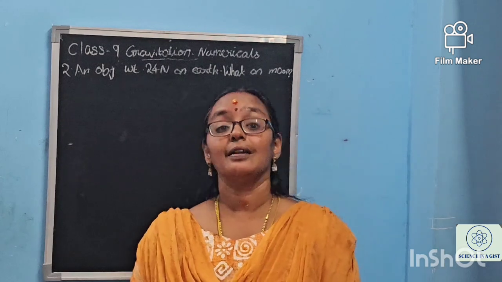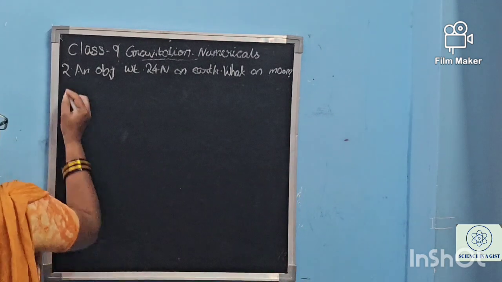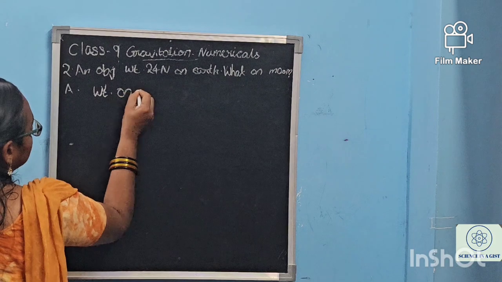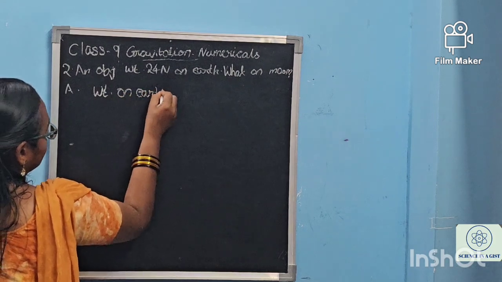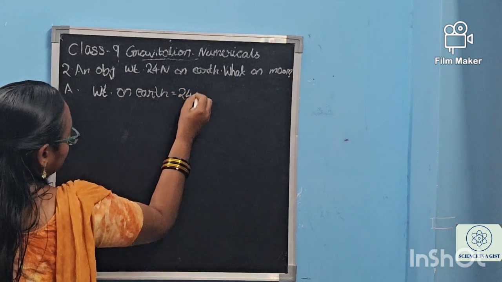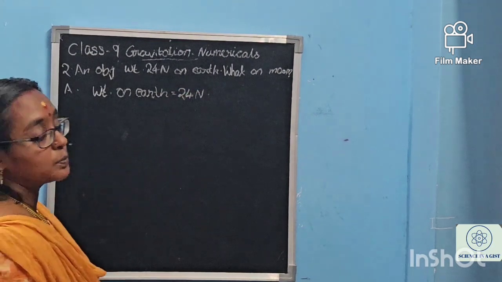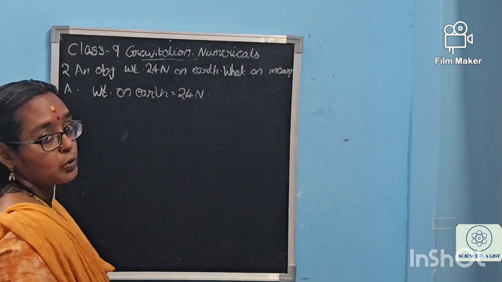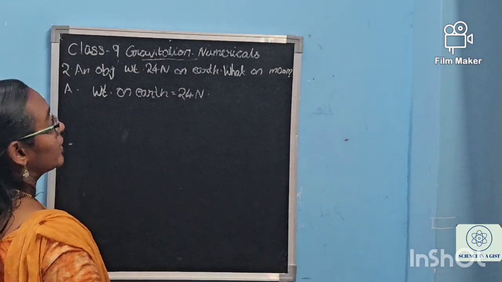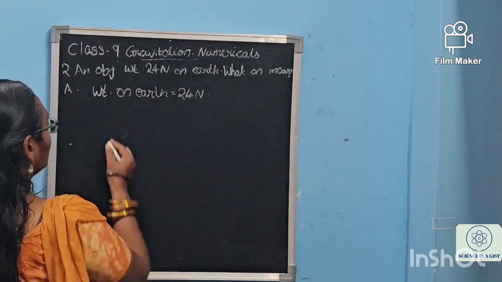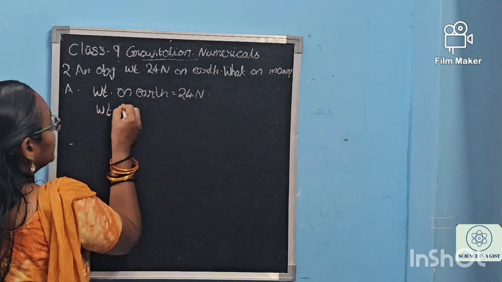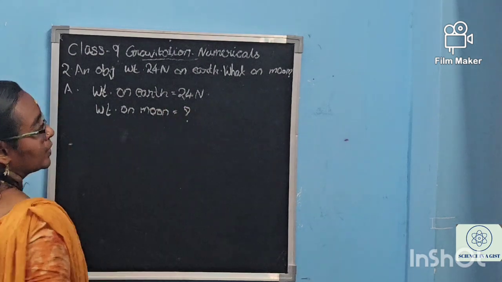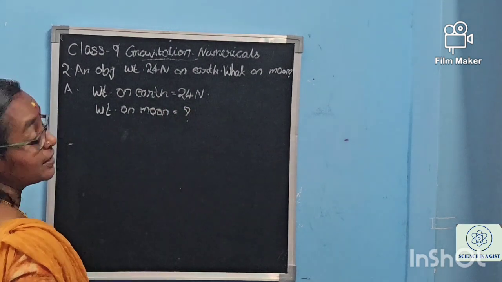Okay. Third point, write the important values. What are the values given? Weight on earth is the only one given, isn't it? It is equal to 24 Newton. Fourth point is, if conversion is needed, we have to do that. Is any conversion needed? No conversions needed. Now, fifth point is, write the unknown value. Weight on moon is the question, isn't it? Okay. What is the next point?